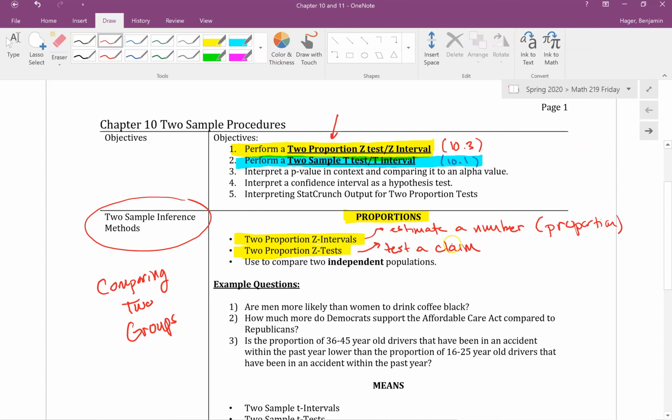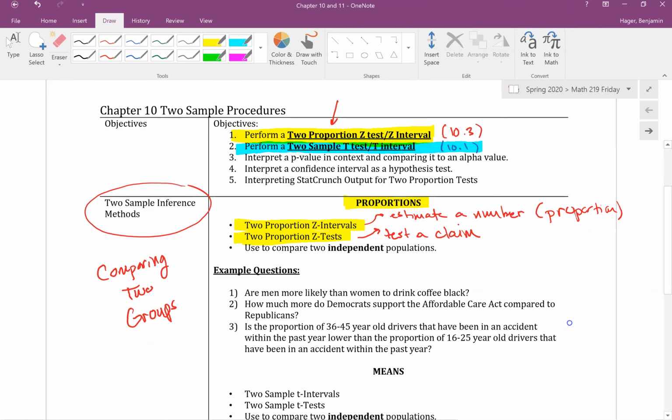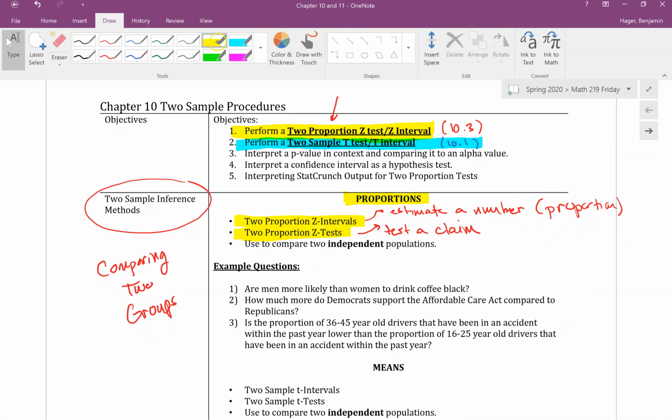Okay, but again, the processes we laid out in Chapter 8 and Chapter 9 are exactly the same as what we're doing here. This just opens up our ability to answer some more in-depth questions. So here are some examples of questions about proportions that we can answer. Are men more likely than women to drink black coffee?